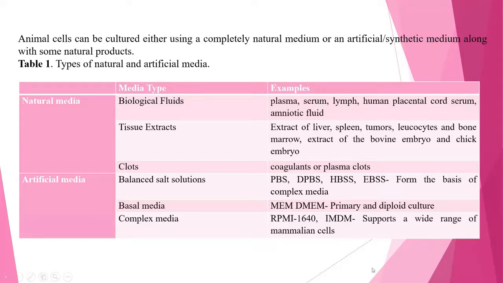Okay, RPMI is Roswell Park Memorial Institute. This medium is named after the institute from which it was developed. Then we have IMDM. All these media, these two are complex media because they enhance the growth of a wide variety of cells. That is, cells from different sources can be cultured in these two types of media. These are just to list a few.